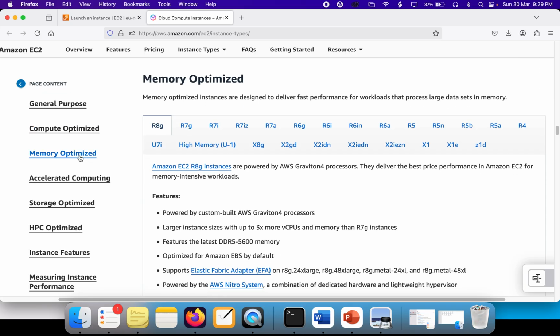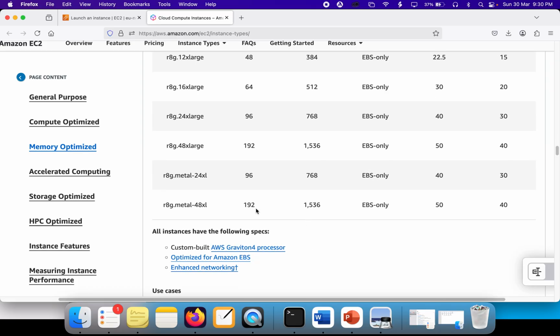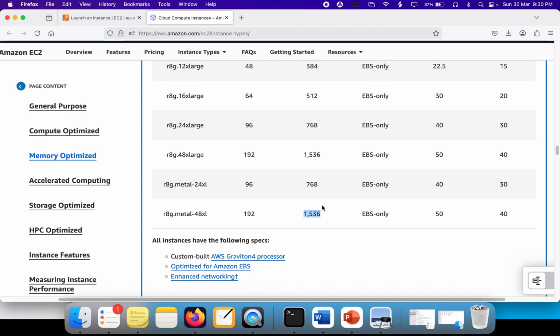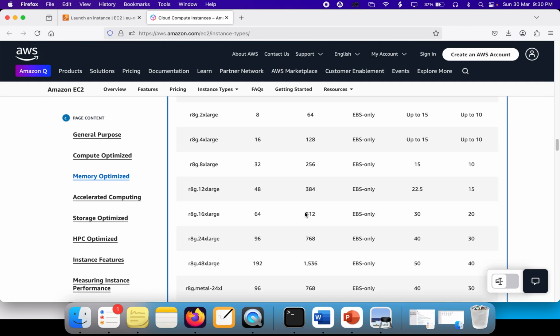So if you go to this one, it's the R series, the RAM series, right? So we can call it the RAM. R stands for RAM. These can be used when you need the highest memory. It can have 192, but as you can see here, this particular instance has almost 1500 GB of RAM.